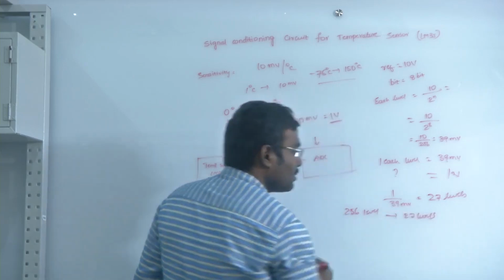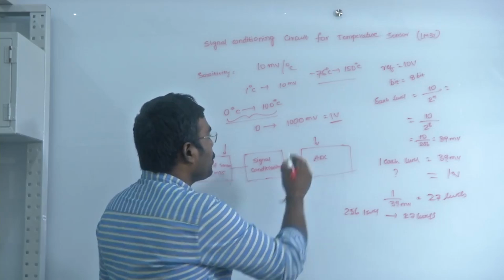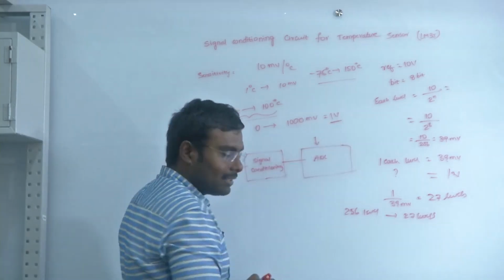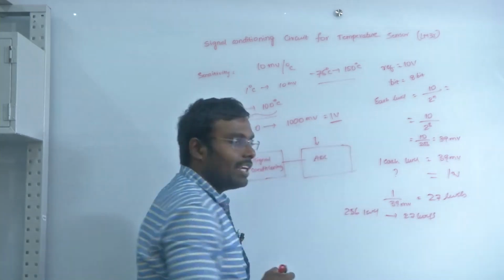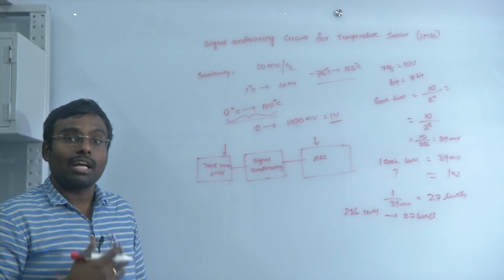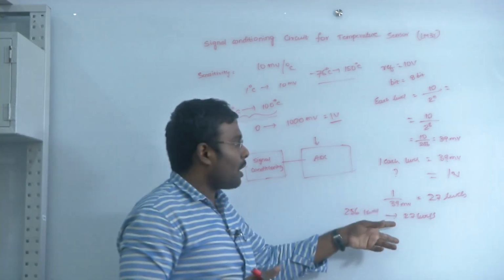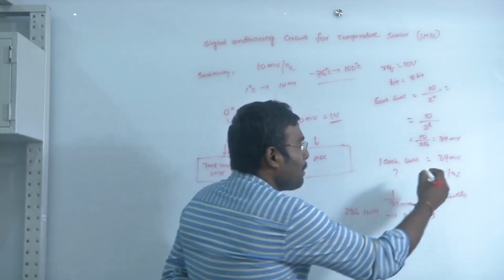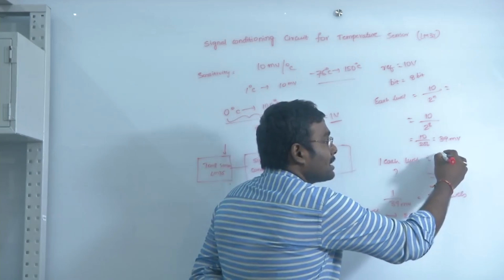The remaining is not utilized. So, rather than using that, if I am able to utilize the complete output voltage from the temperature sensor across all the levels of the ADC, then the resolution of the ADC, or the accuracy of the complete system, will be higher. What I mean to say is that in this case, if you observe, the minimum temperature that it can measure is only 39 millivolts.